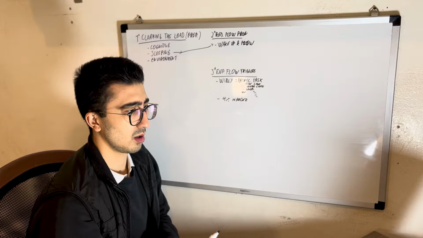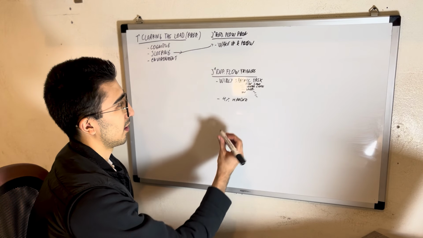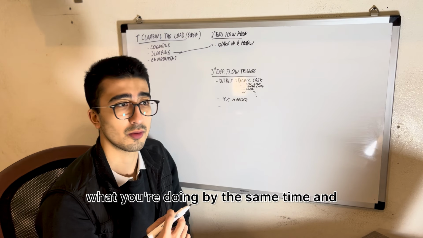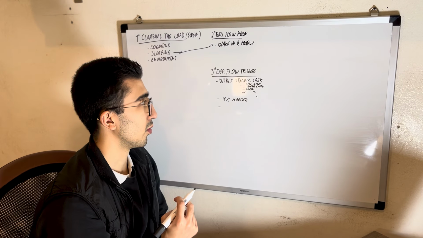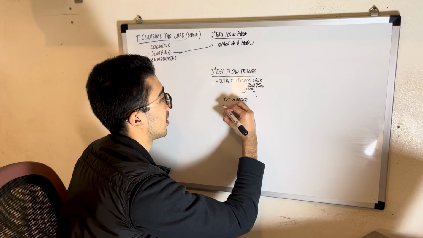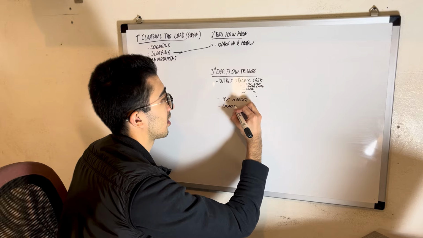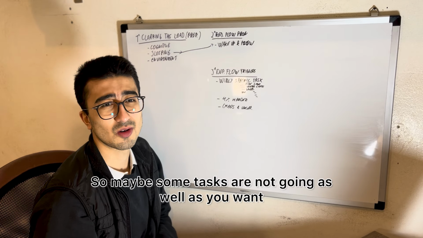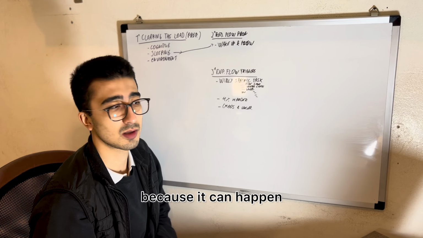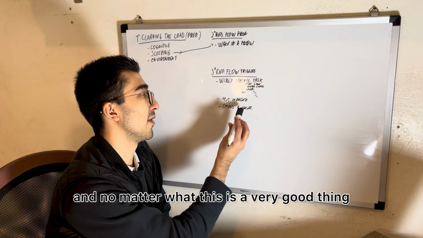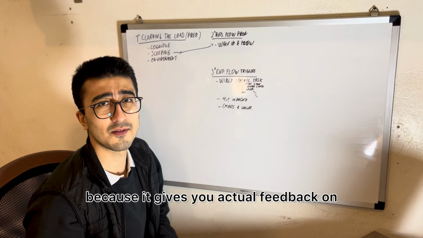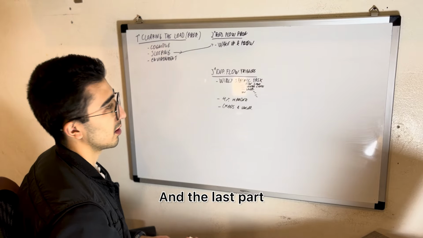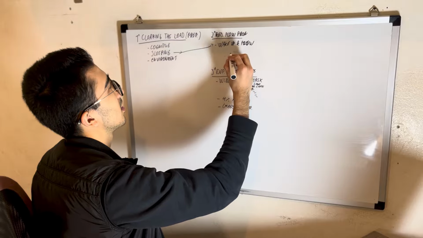So the last part is about a minimum viable sanity. You gotta be specific on what you're doing, but at the same time be prepared for chaos and uncertainty. Maybe some tasks are not going as well as you want, and you gotta be prepared for it because it can happen. And no matter what, this is a very good thing that can happen to you, because it gives you feedback on what you're doing, if you're pushing enough or if you are not pushing enough, right?